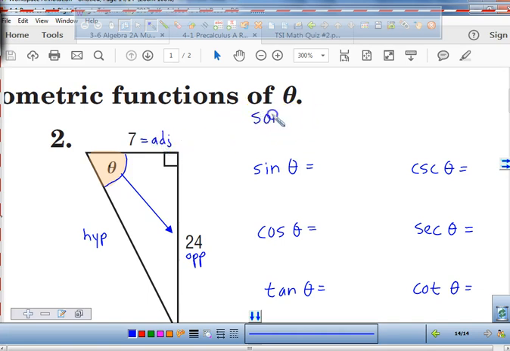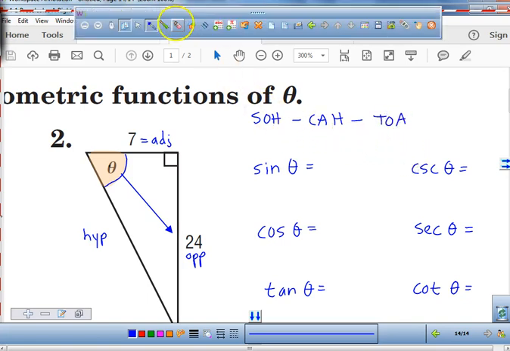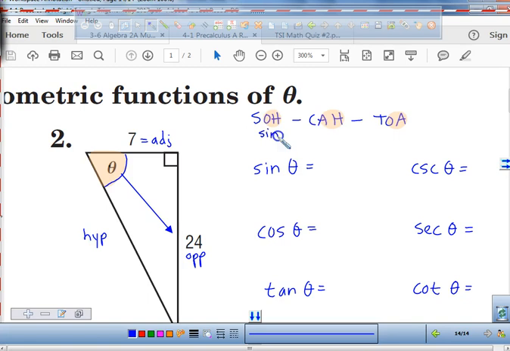Now I'm going to write SOHCAHTOA, which you probably have seen before at some point in your life. SOHCAHTOA compares sine, cosine, and tangent. This is sine. This is for cosine. This is for tangent. Sine is opposite over hypotenuse. Cosine is adjacent over hypotenuse. Tangent is opposite over adjacent.